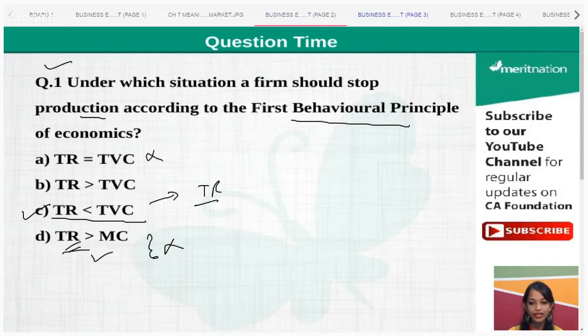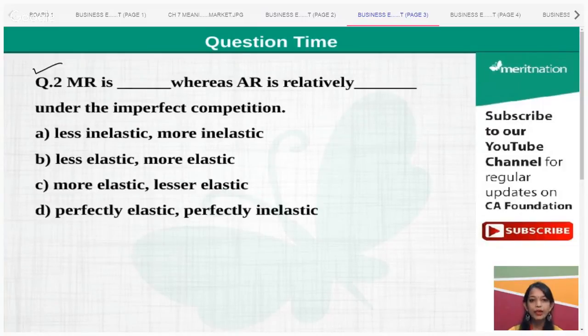Okay, next question for the day. MR is dash, whereas AR is relatively dash under imperfect competition. Now, this is again a very simple concept. We just saw the curves.